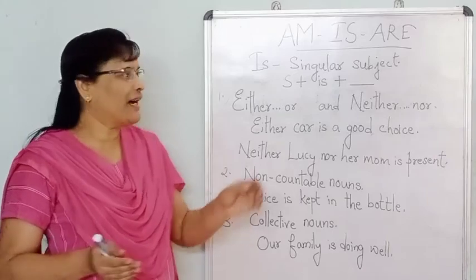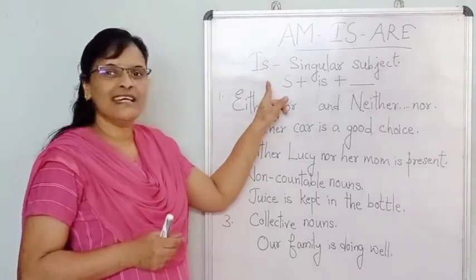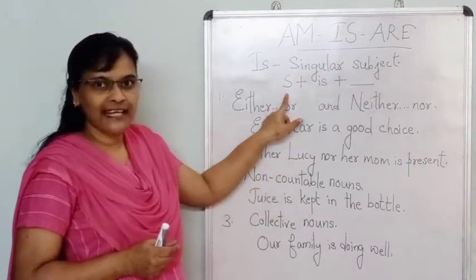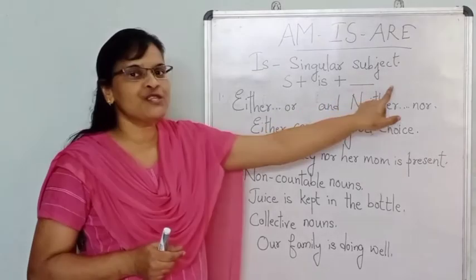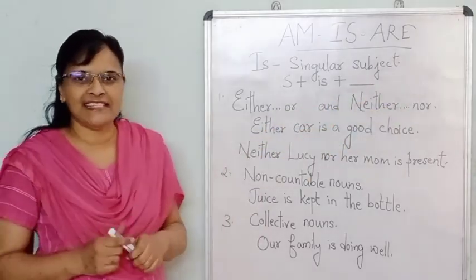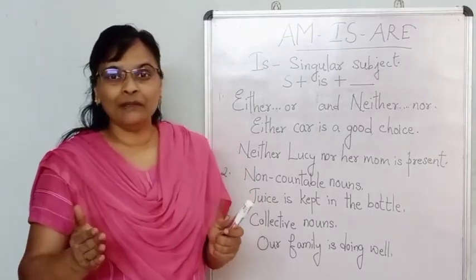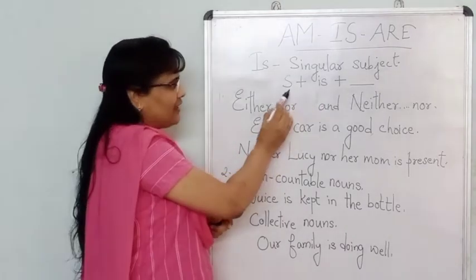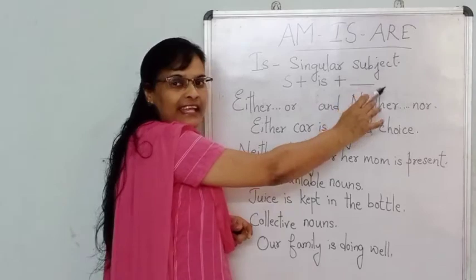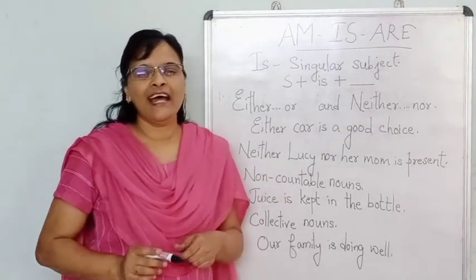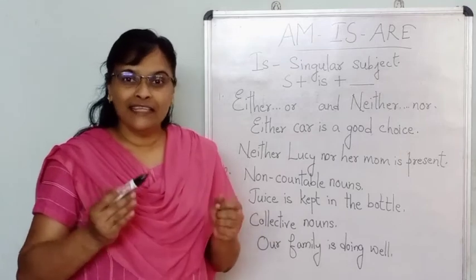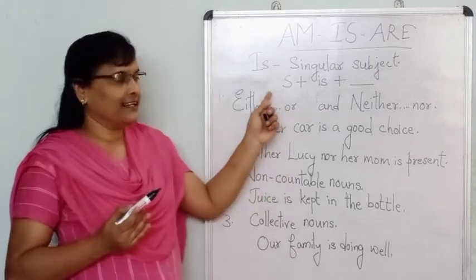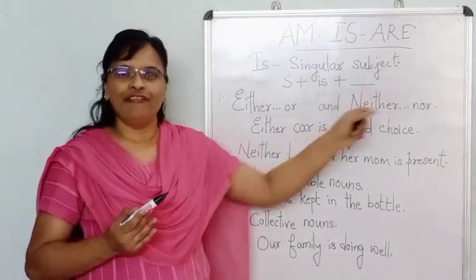Now let's learn about is. Is is used with singular subject. The format is subject plus is plus rest part of the sentence. Let's look at an example. The bird. The bird is singular. So we have to use is here. The bird is flying in the sky. Okay, now let's look at another example. This girl, it's singular. So we can put it here. This girl is my friend.